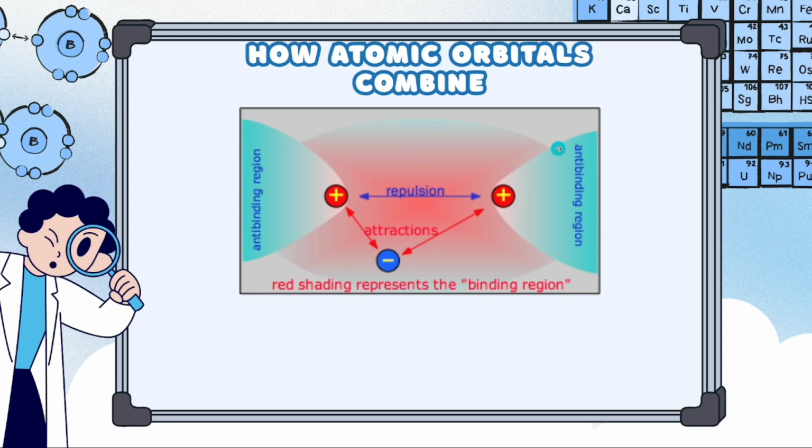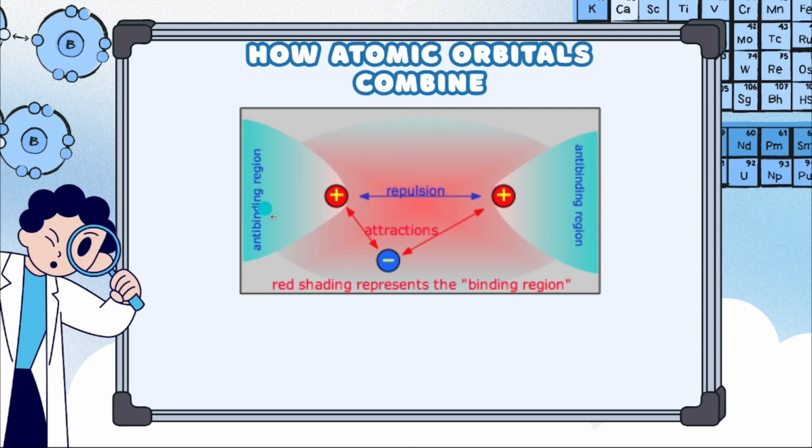We have to take a look at this diagram we have here. This image illustrates how bonding and antibonding regions form when two atoms interact. Here's what's happening in the diagram. The two positive charges represent the atomic nuclei, or the protons, and the negative charge represents the shared electron between these two positive charges. The red shaded area is the middle bonding region where the electron density is the highest. The electron in this region attracts both nuclei, pulling them together. This attraction overcomes proton-to-proton repulsion, holding the atoms in a stable bond.